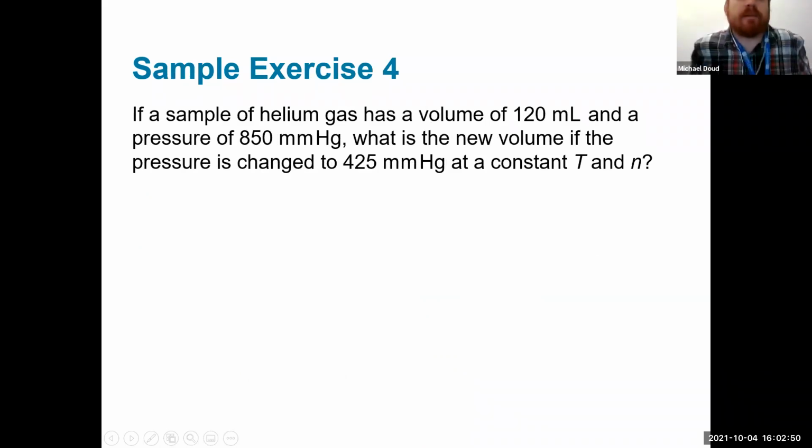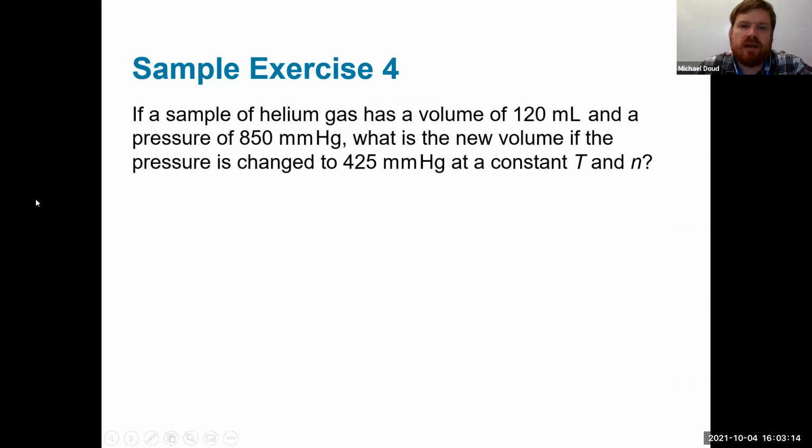Okay, finally, sample exercise number 4. If a sample of helium gas has a volume of 120 milliliters and a pressure of 850 millimeters of mercury, what is the new volume if the pressure is changed to 425 millimeters of mercury at a constant temperature and amount? Go ahead, pause the video here, work it out, and then when you come back, we'll take a look at the answer. So go ahead, pause.